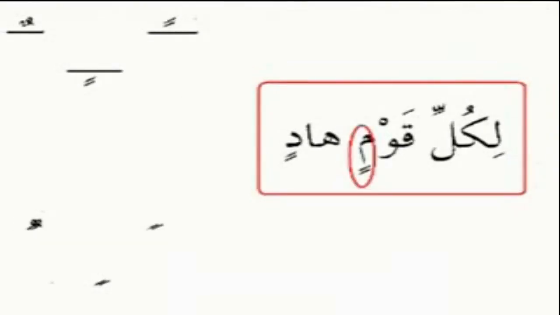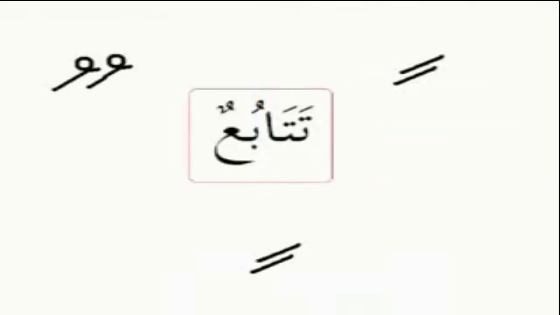Now, this signifies idhar. لِكُلِّ قَوْمٍ had. There is no idgham or ikhfa. لِكُلِّ قَوْمٍ had. قَوْمٍ. You pronounce the noon at its point of articulation. لِكُلِّ قَوْمٍ had. This is called tatabu. That is one fatha following the other fatha, not being on top of it, but coming after it. Also kasra. Also dhamma. This means idgham.